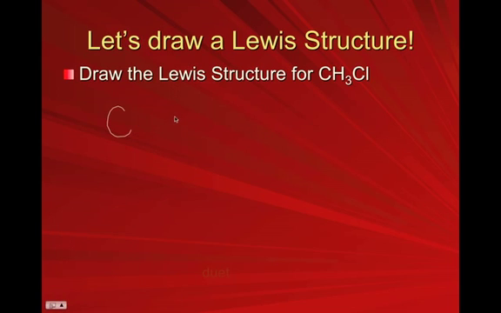Okay, 1 carbon, 3 hydrogens, and a chlorine. Carbon is in group 14, so it gets 4 dots, 4 valence electrons. Each hydrogen gets 1, and then the chlorine is in group 17, so it gets 7. Okay, step 2 done. Step 3, count the dots. We have 4, 5, 6, 7, plus another 7 is 14, so 14 electrons that we need to deal with.